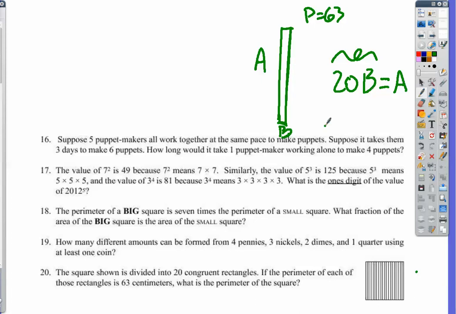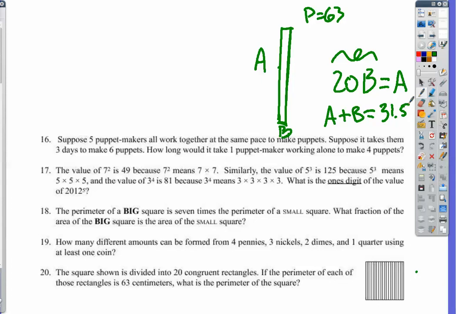Now, I also know that a plus b has to equal, not the perimeter, because the perimeter is all 4 sides added together. So 2 of those sides, a plus b, equals half the perimeter, and half the perimeter is 31.5. So those are the two things that I know to be true.